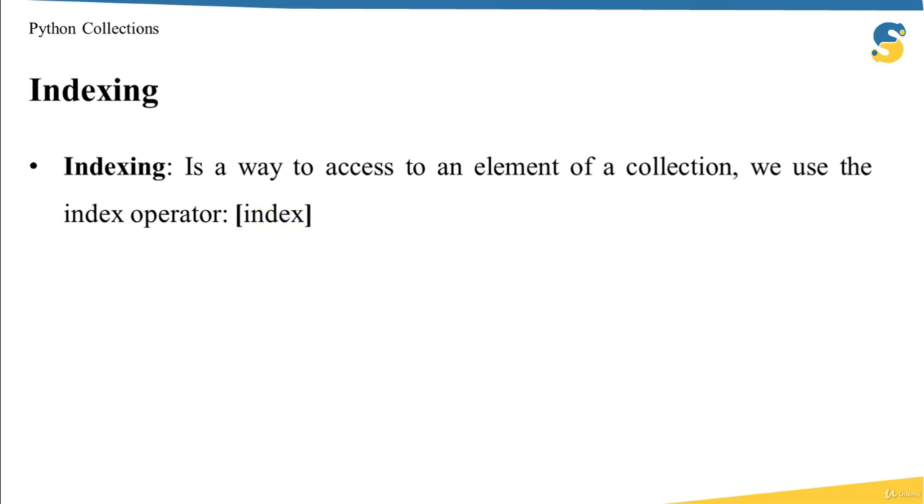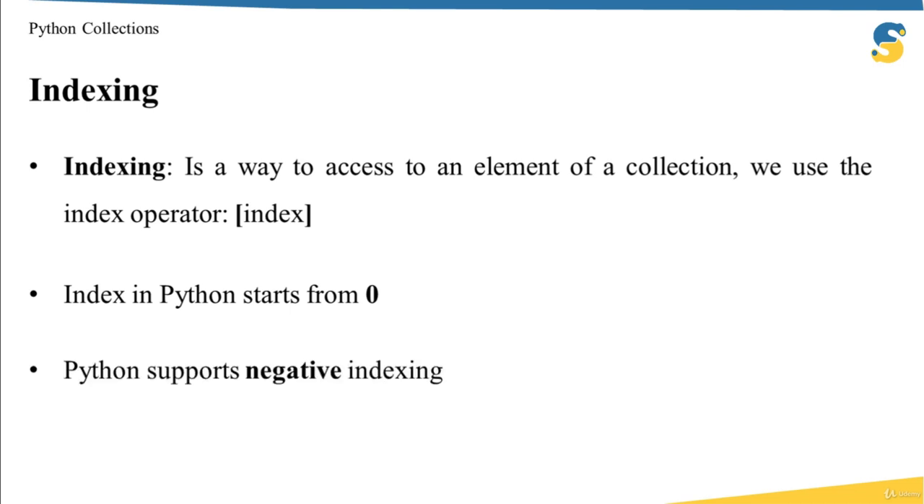So if a collection has the ability to extract each individual item, we say it supports indexing. You have to know that in Python, index starts from 0. So the first item is in location number 0, the second item in location number 1, and so on. Also, keep in mind that Python supports negative indexing, which means -1, -2, and so on. In this case, -1 represents the last item, -2 represents the item before the last item, and so on.